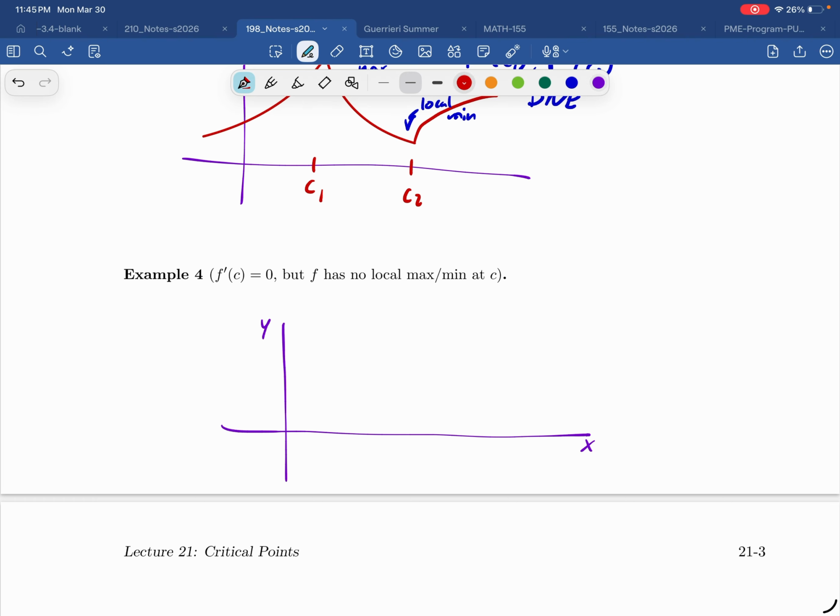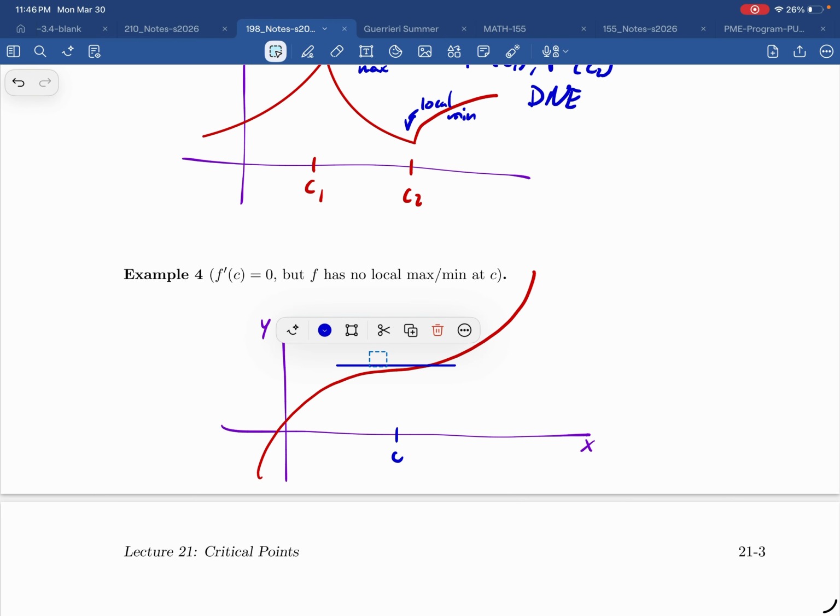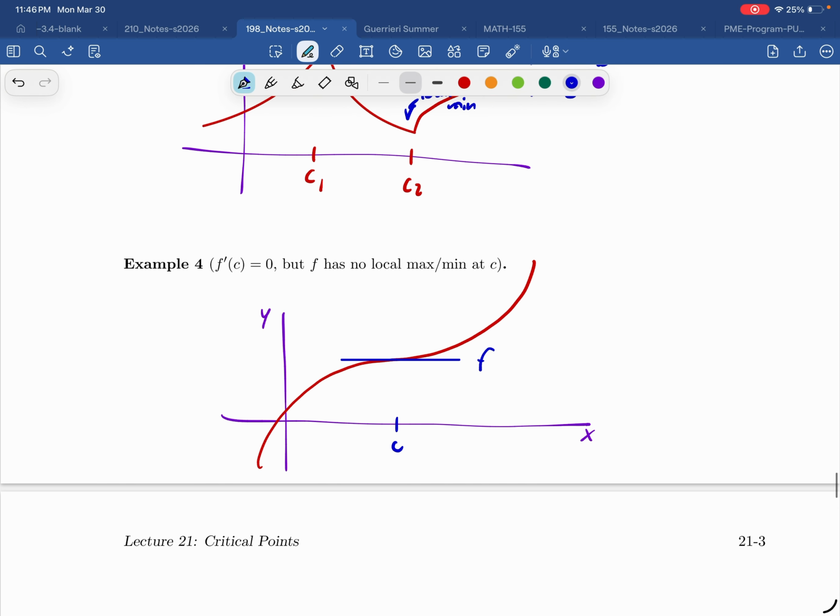And we could think of a function like this. Let me just make that a little clearer right here. Where right here at C, we do have a horizontal tangent line. Let me try to move that line a little bit better. Maybe right there or so. There's a horizontal tangent line right there at that one exact point.